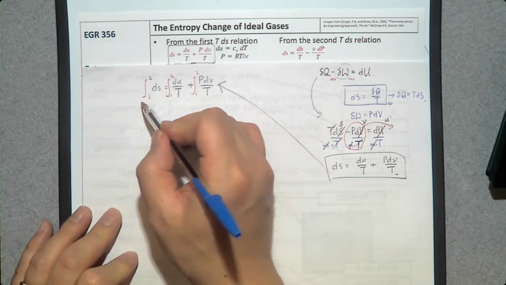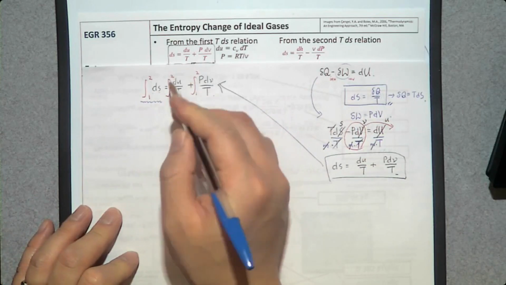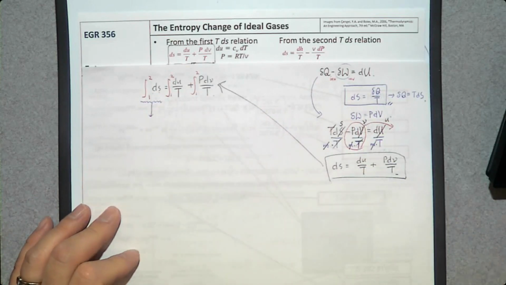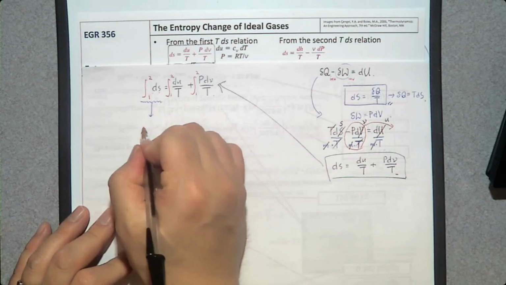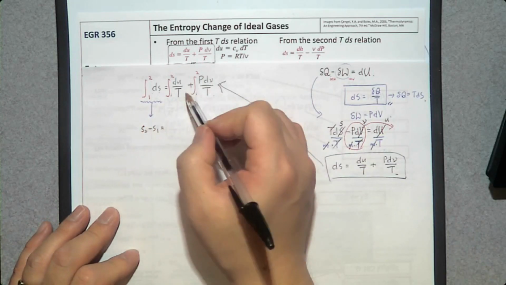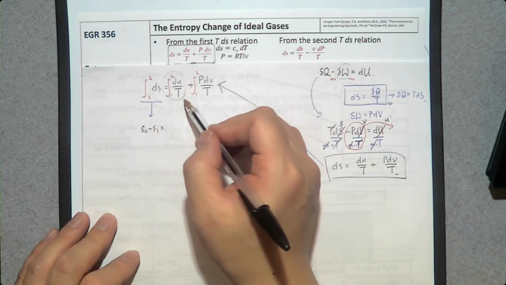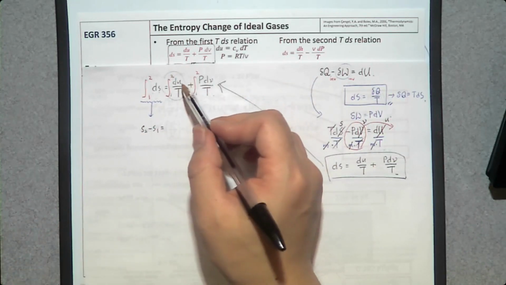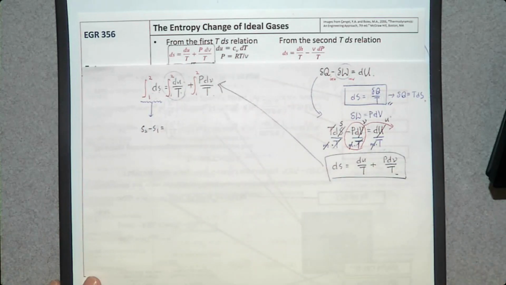First, the integration of ds is pretty simple. It is just S2 minus S1. What about here? This one is not simple because we have two variables, U and T. So what can we do? We need to find the relation between U and T.